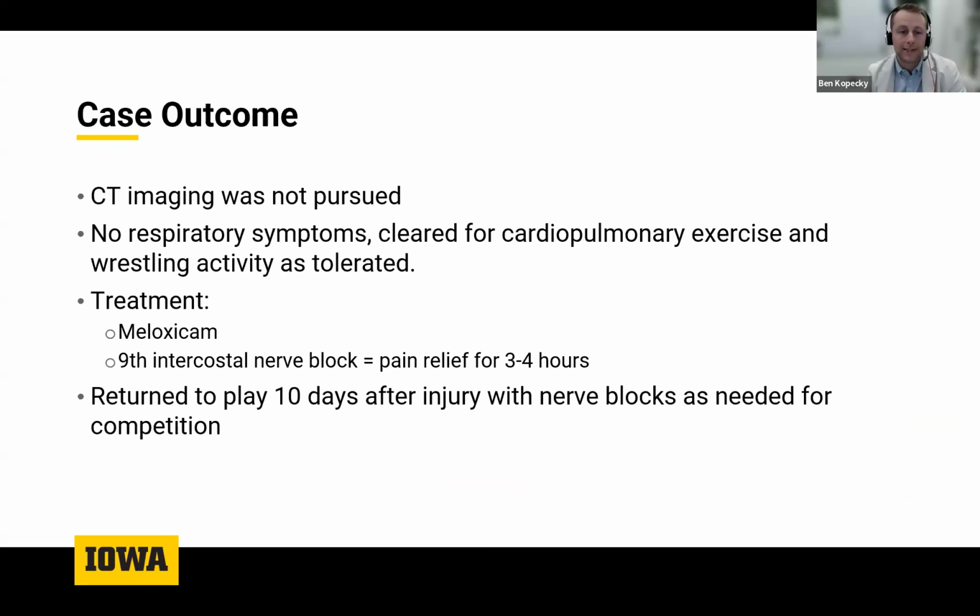So finishing up with our case outcome, CT imaging was not pursued as we felt we had a good assessment of the injury and the pain generator. The athlete was not reporting any cardiorespiratory symptoms, so he was cleared for exercise and wrestling activity as tolerated. For pain control, meloxicam was used as well as ninth intercostal nerve blocks, and he was able to return to play about 10 days after the injury with nerve blocks as needed for competition.